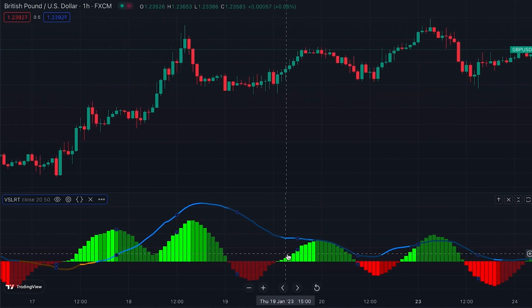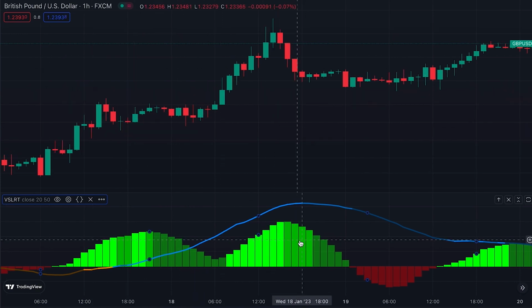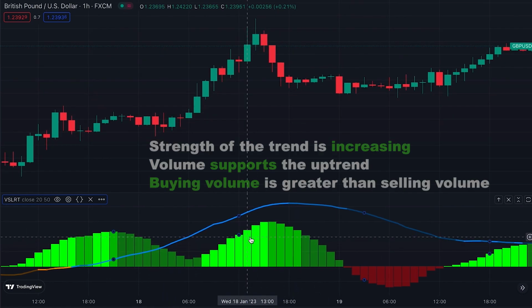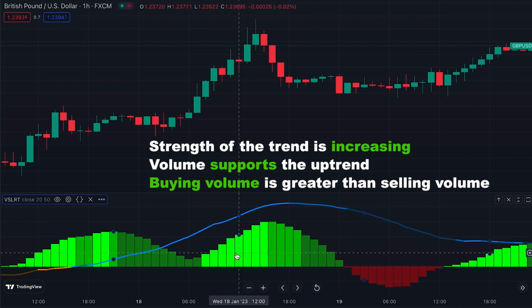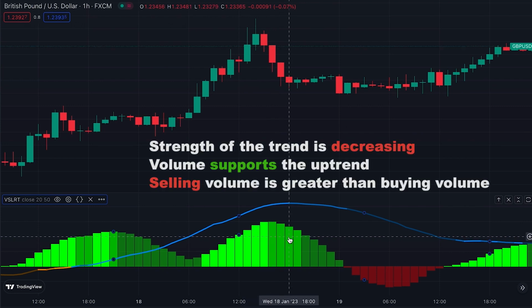When the histogram is green and above zero, it shows that we have short-term uptrend. When the histogram is light green, it means that the strength of the trend is increasing and volume supports advancing of the price, and in this situation, buying volume is greater than selling volume. When the histogram is mid-tone green, it shows that the strength of the trend is decreasing and volume still supports the uptrend, but we have selling pressure. In other words, selling volume is greater than buying volume.